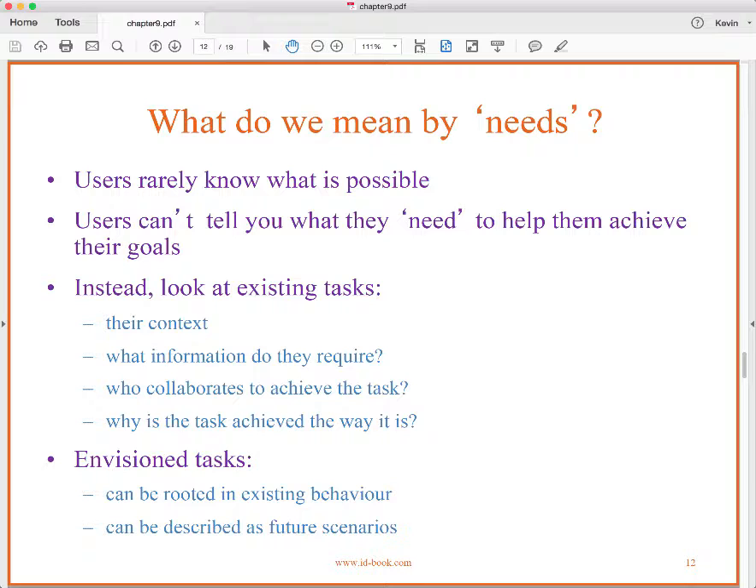But what you can do in those kinds of situations where it's harder for users to tell you what they need because they've never had something like you're talking about creating, is that you can look at the activities that they're doing. You can look at the existing tasks in the activity that your product or service is going to address, and you can look at things like what's their context, what information do they require, who collaborates to achieve the task, why is a task achieved this way. So you can look at the basic activity and you can also have them help you understand what that activity is like in their current experience.